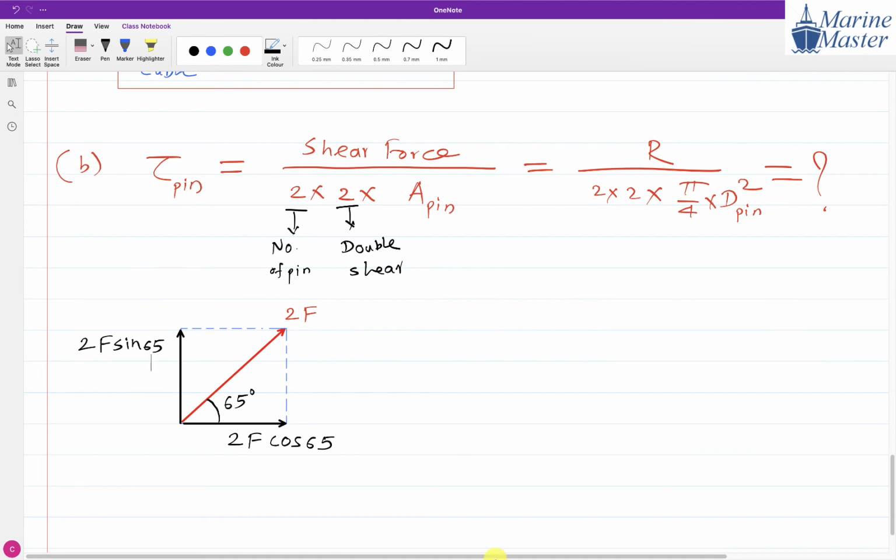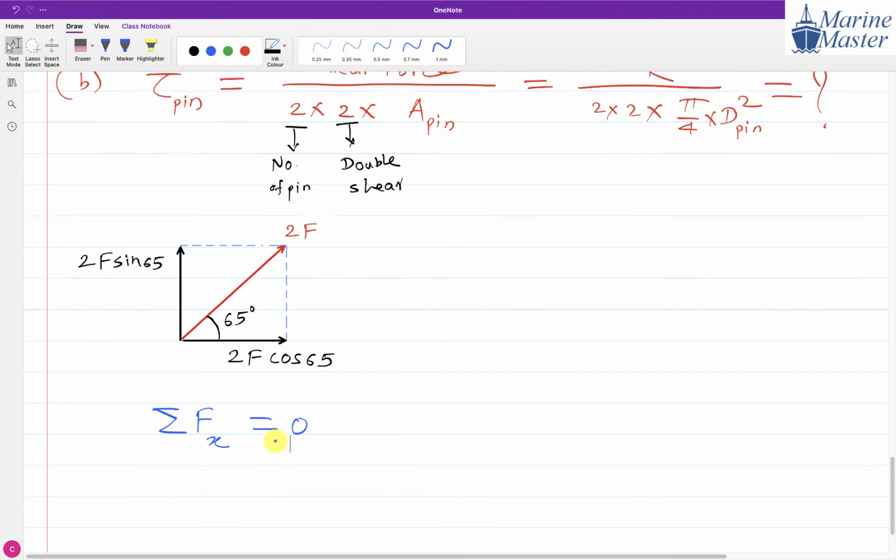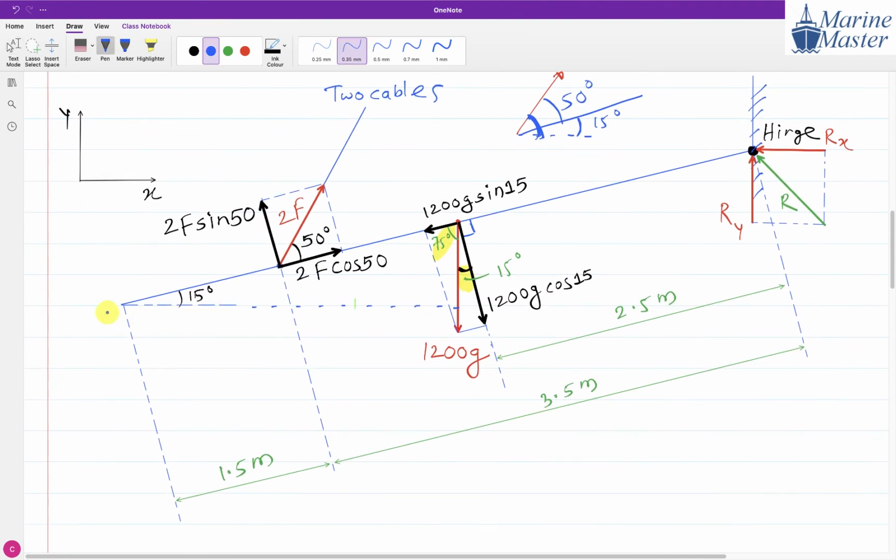Now what we are going to do further, sir? So we need Rx and Ry, and to get Rx and Ry, what are we going to take? Summation of forces in x direction equal to 0. And why equal to 0, sir? Because this ramp is stationary. Stationary means equilibrium.